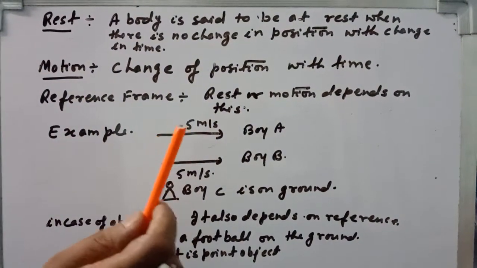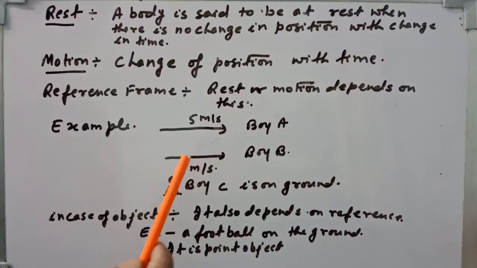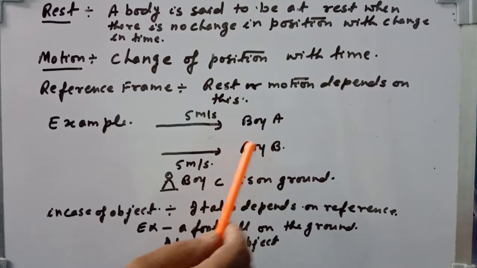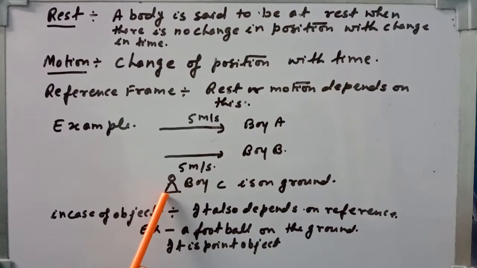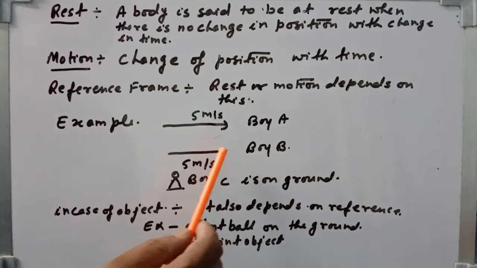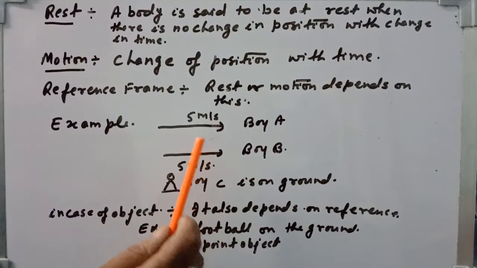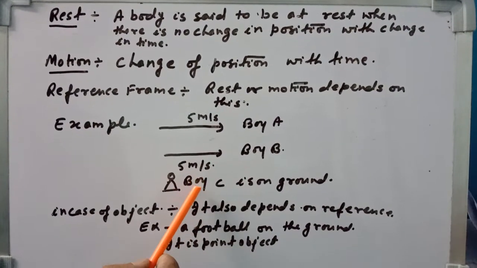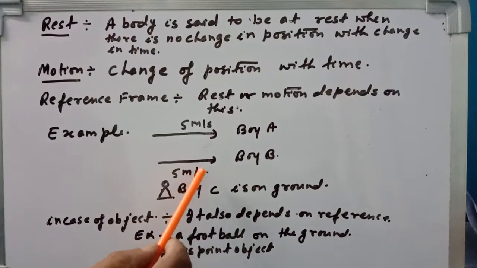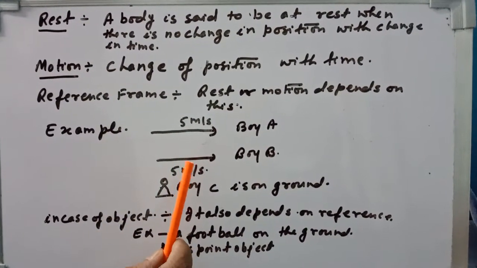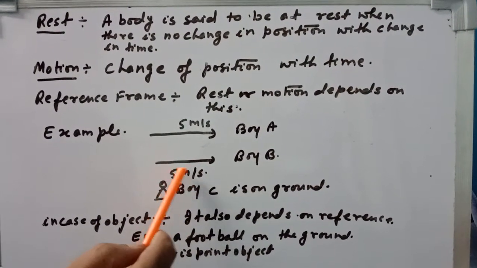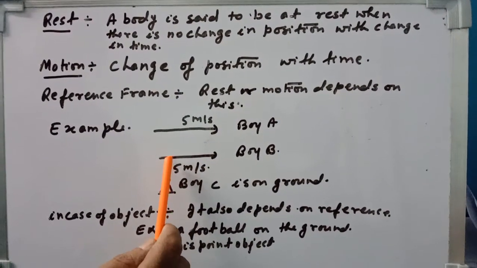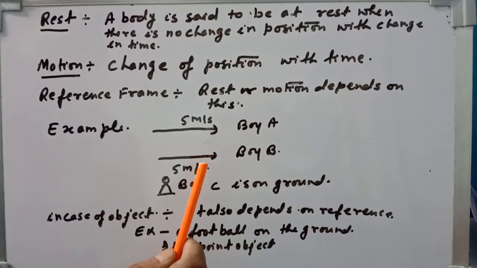I have already written one example, which I am giving, and I hope it will be cleared from that. Here three boys are there, boy A, boy B and boy C. Boy C is standing on the ground, and boy B and boy A are moving in the same direction with a speed of 5 meter per second. Now try to understand. If boy C is observing, both these boys appear to be in motion, because both are moving with a speed of 5 meter per second.